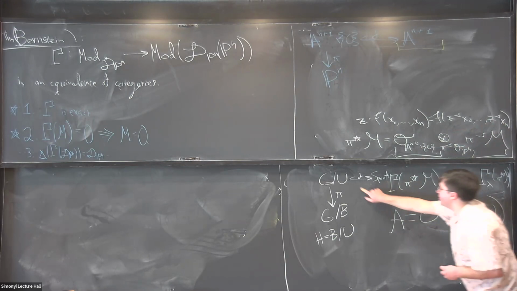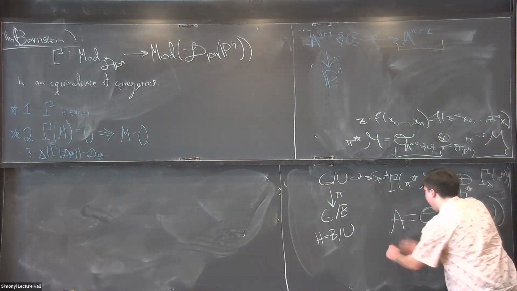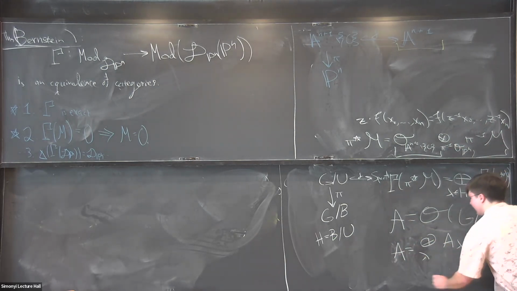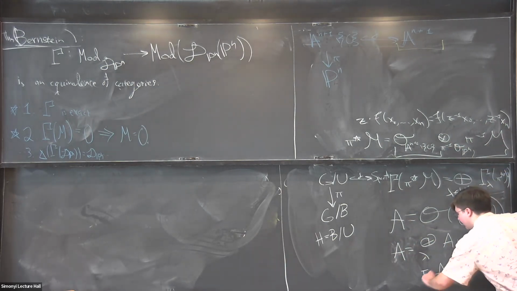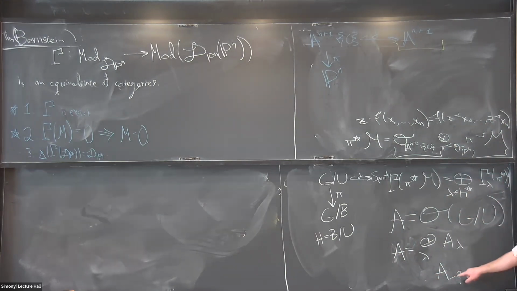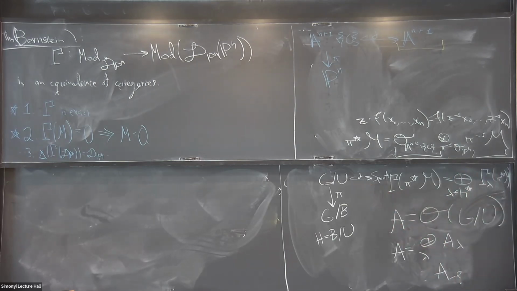The closed complement of G mod U is given by, so A decomposes in the same way as A lambdas. And here, the ideal generated by A negative rho is exactly the closed complement of G mod U. So the ideal generated by A negative rho.